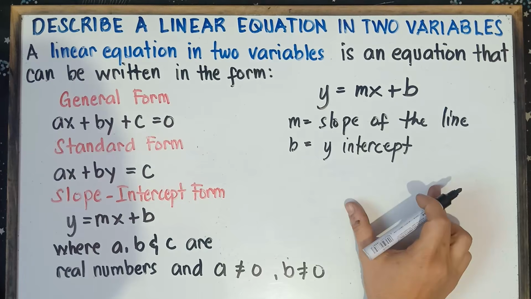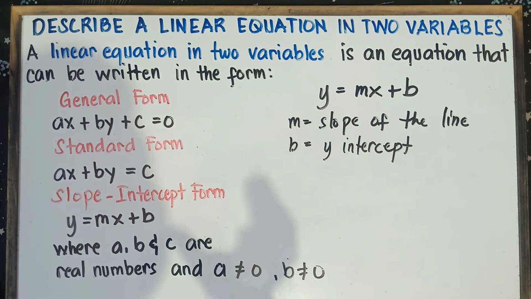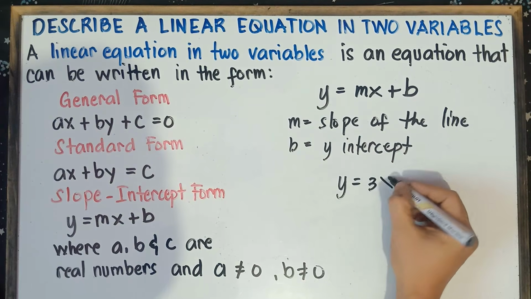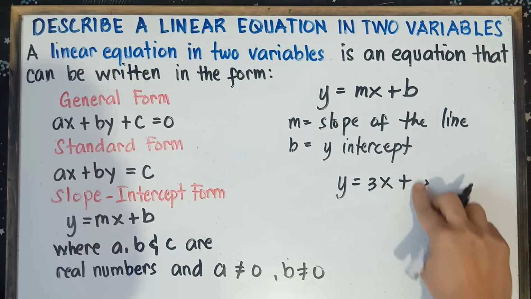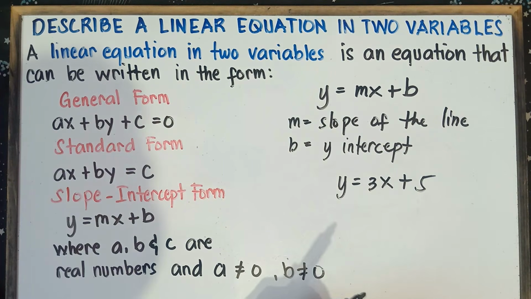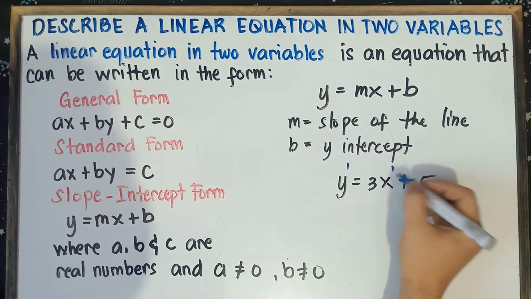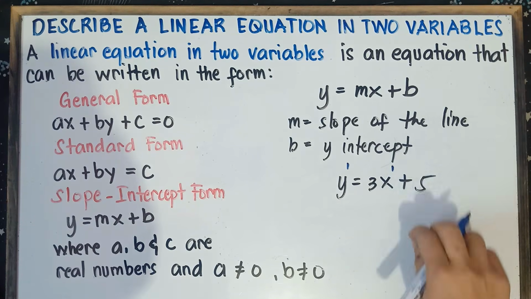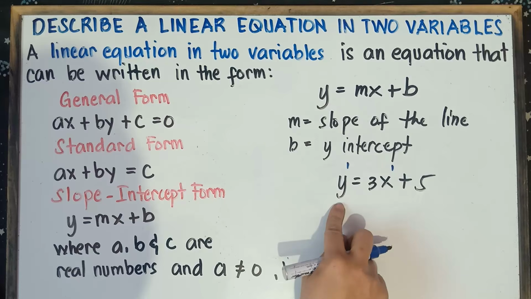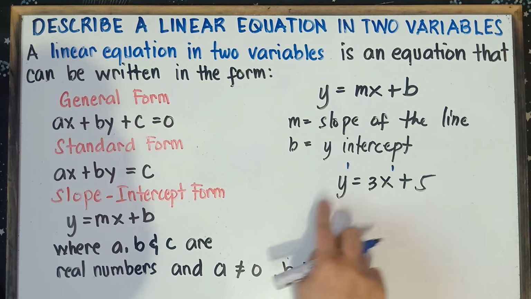So let's have an example, class, with regards to slope-intercept form. If I say y equals 3x plus 5. Can we call this one a linear equation, class? Yep, we can call this one a linear equation, right? The highest exponent of the variable is 1. Is it 2 variables or 1 variable? That's correct. It should be 2 variables. We have x and then y.